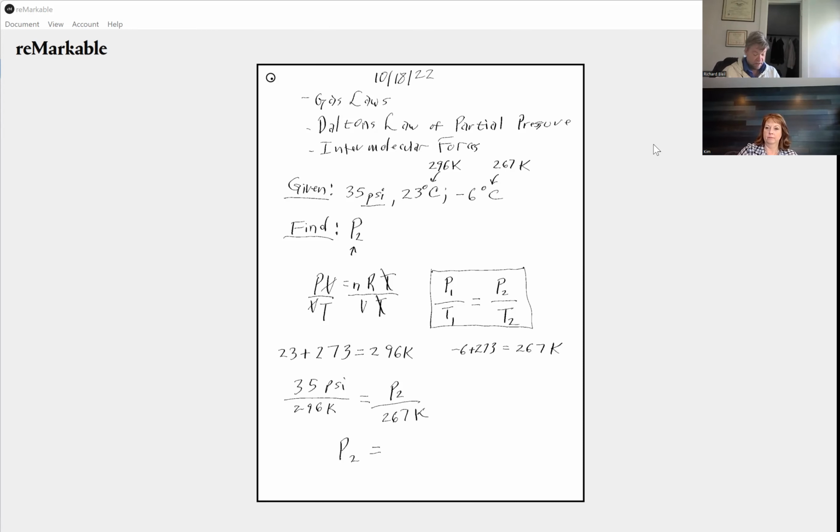And let's see here, we have 2 sig figs. So the pressure will drop to 32 psi. We will lose 3 psi. I'm getting 31.6, which rounds to 32.